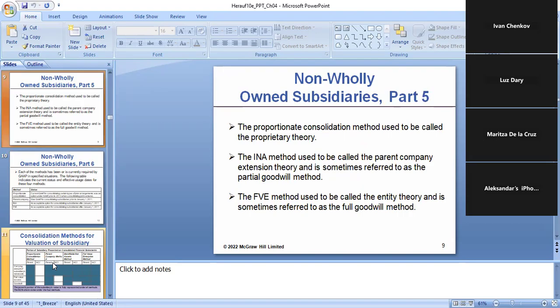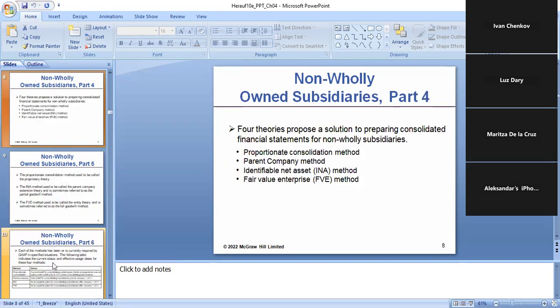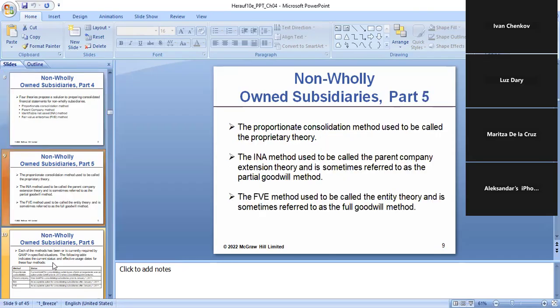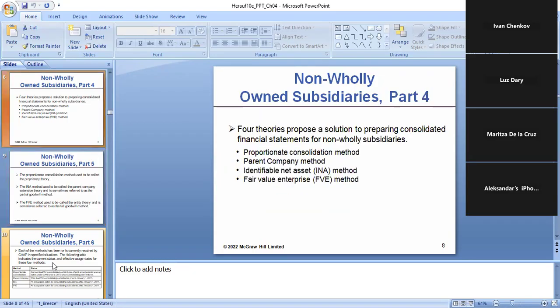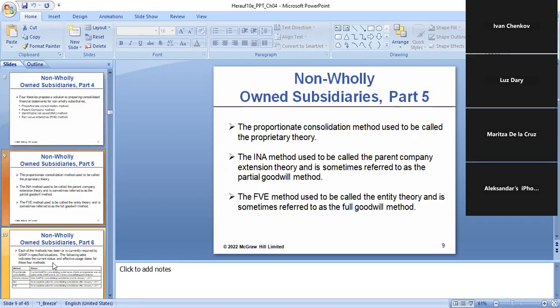The proportional consolidation method used to be called the proprietary theory. If it used to be called that, it's not called that anymore because it doesn't exist. Now, the identifiable net assets method used to be called the parent company extension theory and is sometimes referred to as the partial goodwill method. The fair value enterprise method used to be called the entity theory method and is sometimes referred to as the full goodwill method. So we have the partial goodwill method and the full goodwill method.